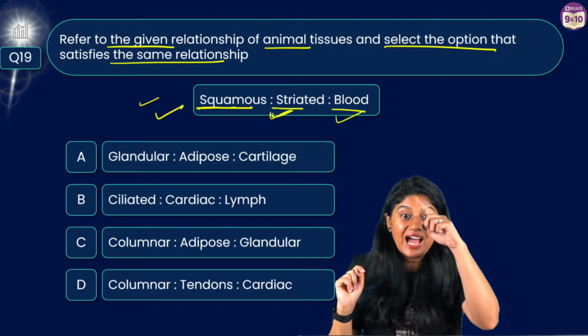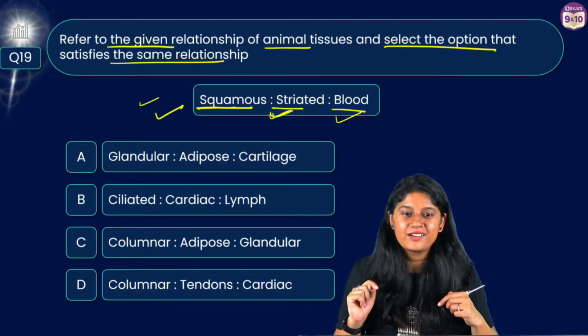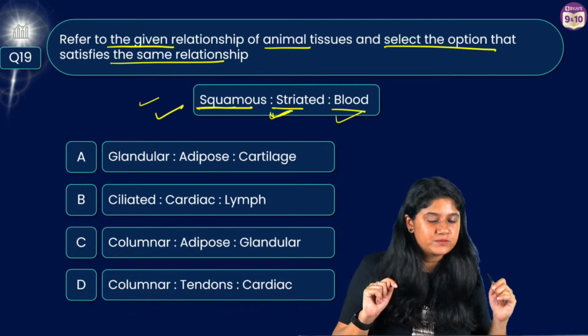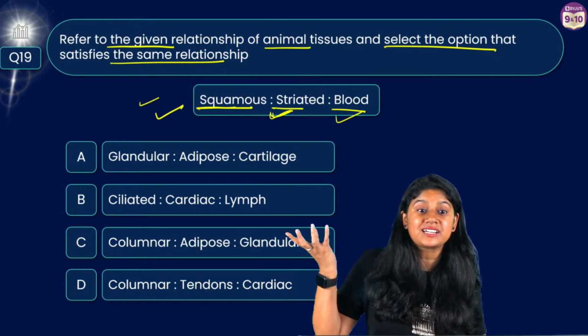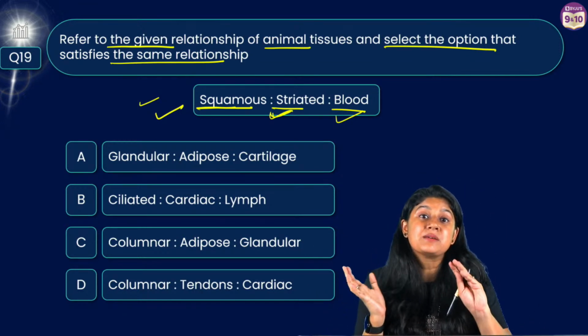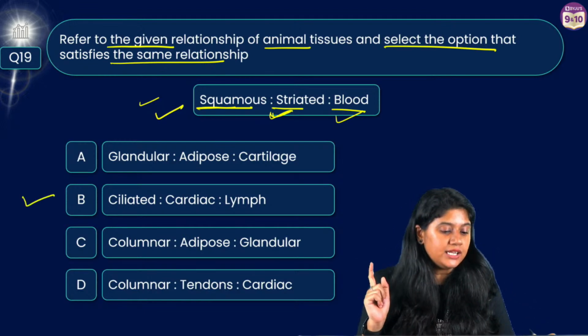So first, of course, we are looking for the tissue. Striated. They have the lines, right? Light and dark bands. So then we are looking for the blood. Blood is a connective tissue. So we have a similar relationship in B.